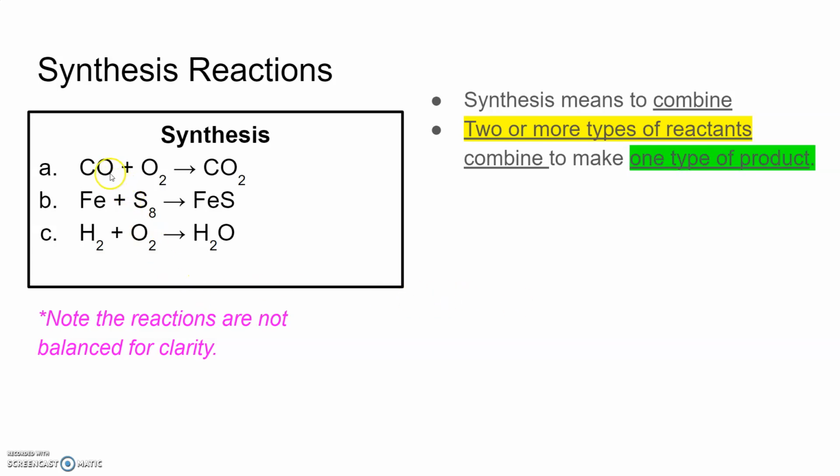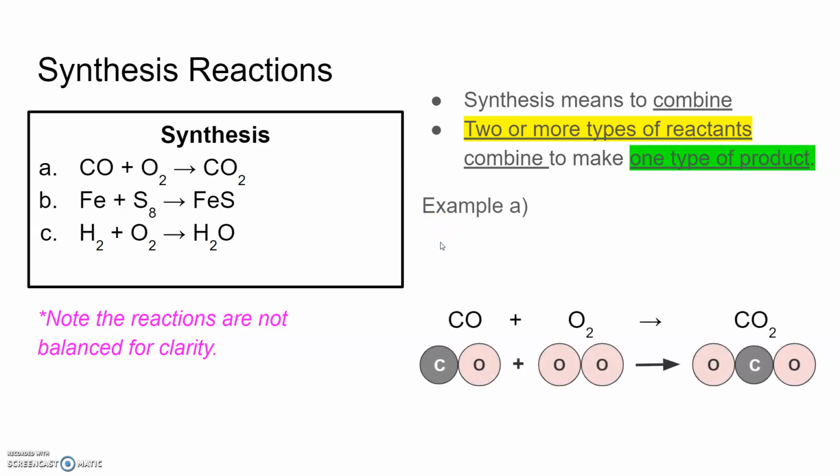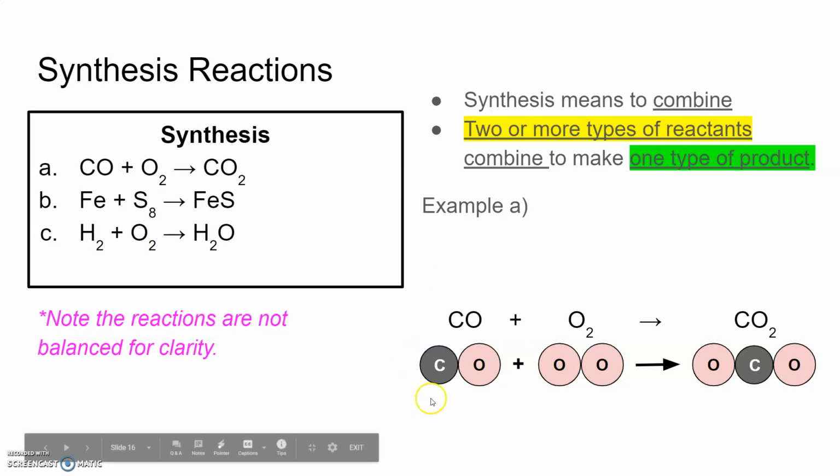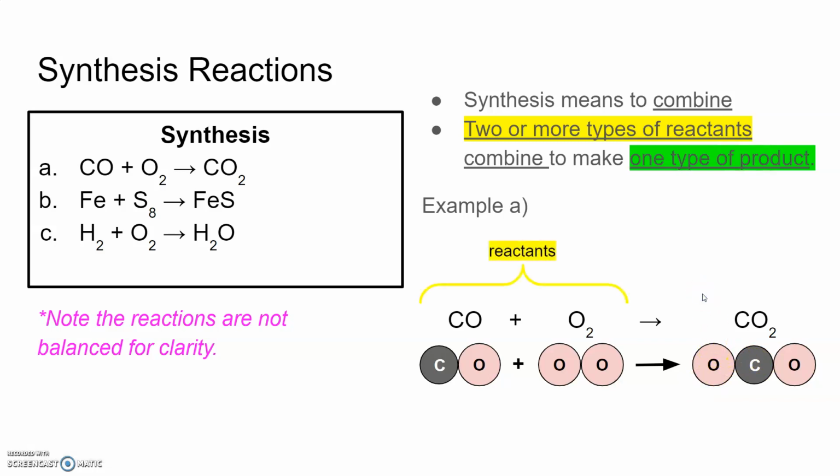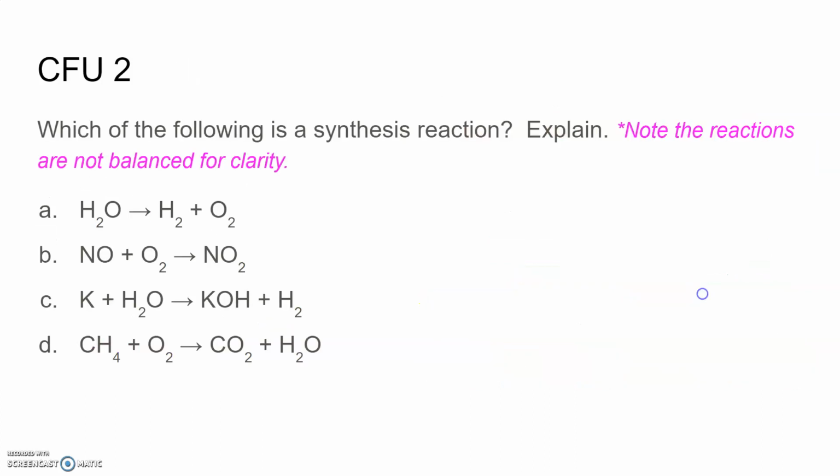So if you look at all of these examples here, you have 2 types of reactants like CO and O2, and they form to make one product, CO2. And we can sort of hash that out in this example here. So I also showed you a particle diagram of CO and O2. They can combine to form CO2. And remember, what you're starting off with are your reactants, and then there's your products. So in a synthesis reaction, the things that you're looking for is 2 or more types of reactant, and key thing, you should have one type of product.